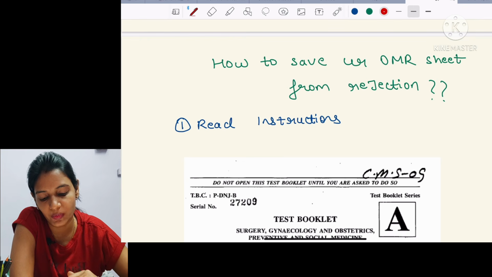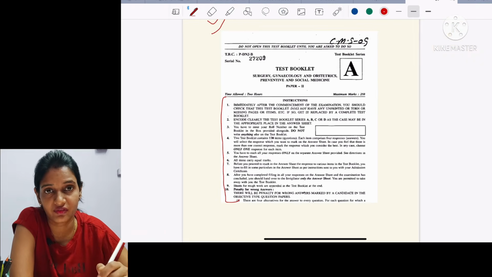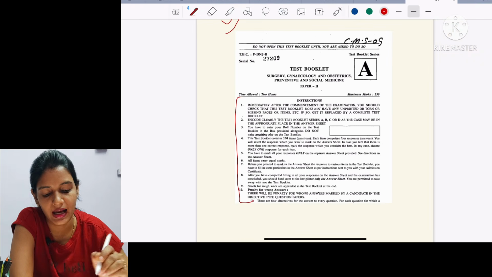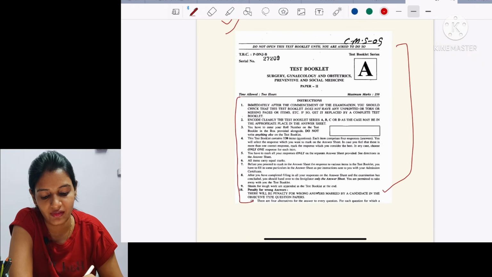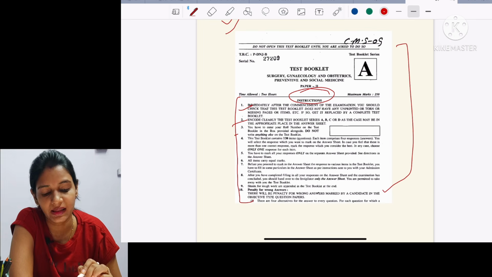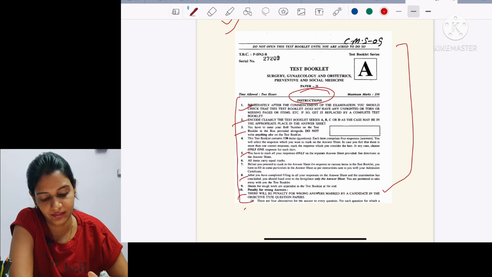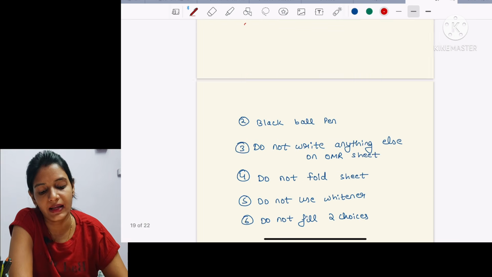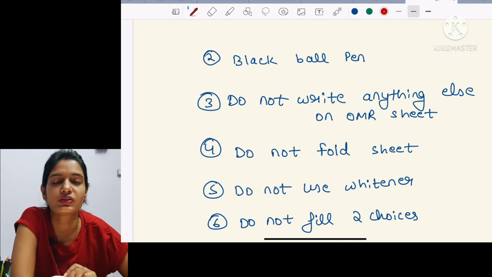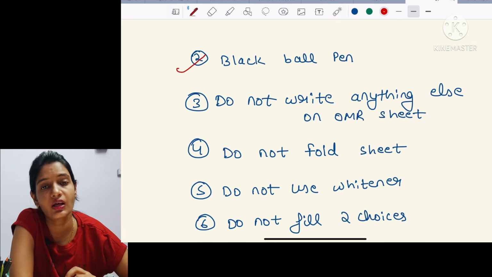First thing is, read the instructions properly. You are going to have the question paper like this and the booklet front cover is going to be like this, and the instructions are these. So you have to read all the instructions properly. Next is a black ball pen. You have to mark your answers only with a black ball pen. So do not forget to carry it with you.